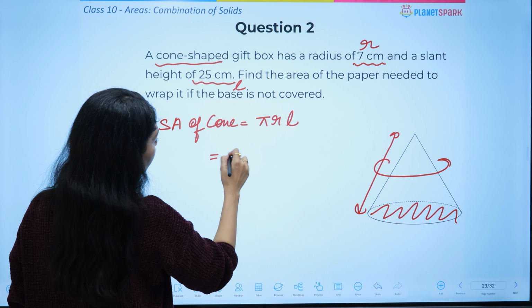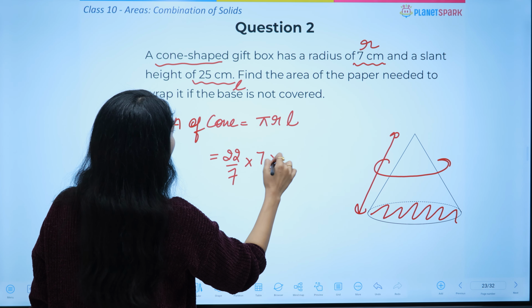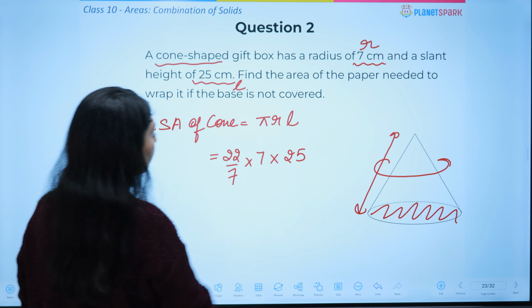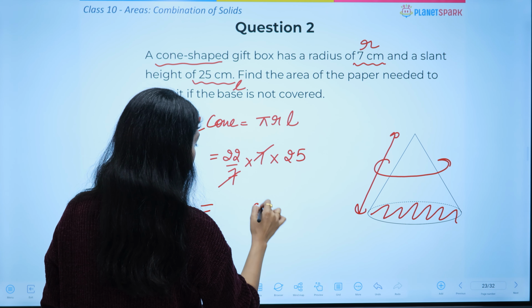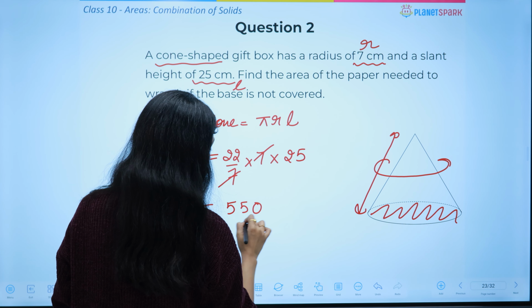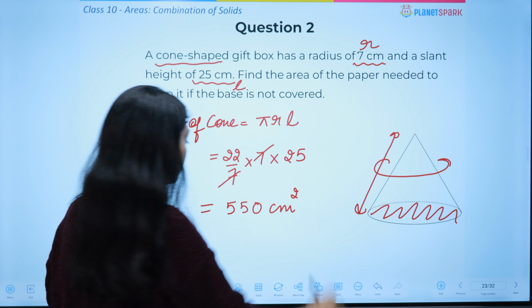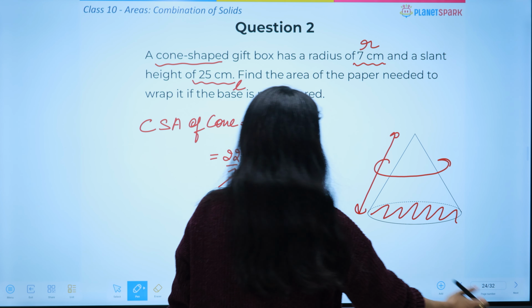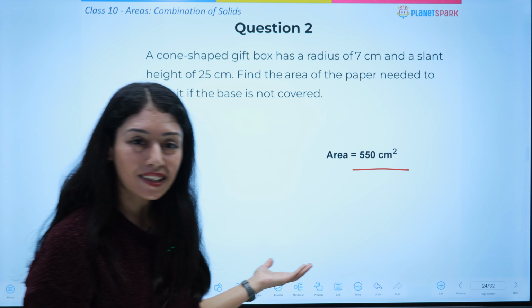So put the values here. 22 by 7 into 7 into 25. This gets cancelled out. Unit is centimeter, so centimeter square. So that is your answer: 550 centimeter square. Pretty easy.